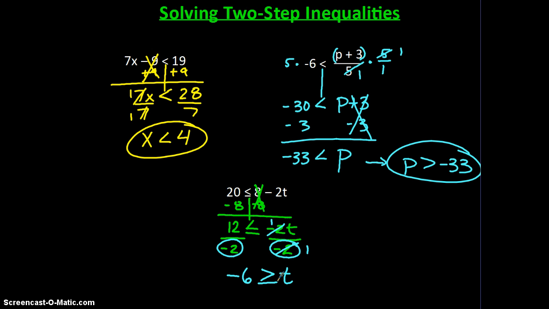Now, the last part of this is, again, just like in the prior example, we have our variable coming second. So negative 6 is greater than or equal to t. We need to write t first, which would then be t is, I read it backwards, less than or equal to negative 6.